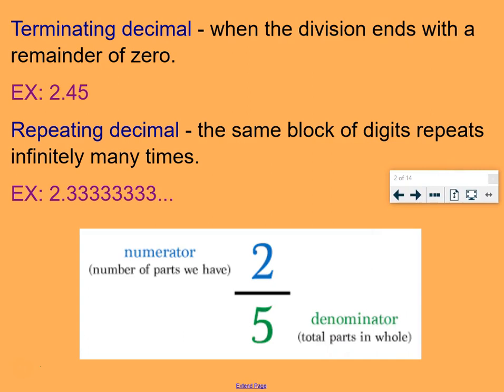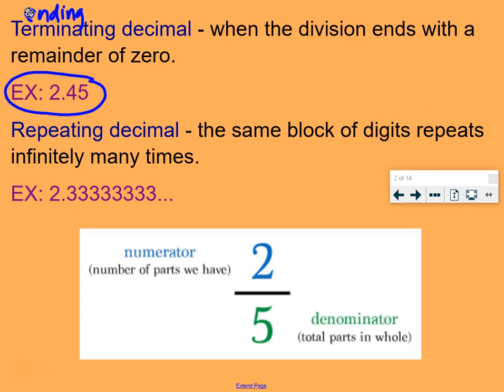First off, some vocabulary key terms. Terminating decimal, when the division ends with a remainder of 0. We also call this an ending decimal. It means it just stops, like this example, 2.45. It doesn't keep going on and on. It doesn't have that dot, dot, dot at the end. It just stops. It's done.